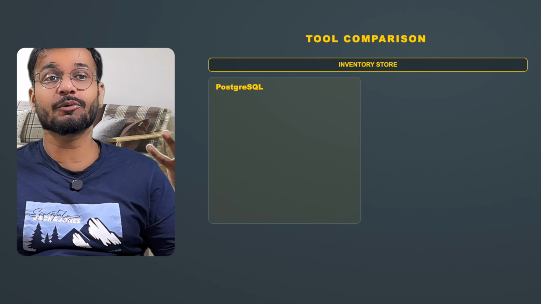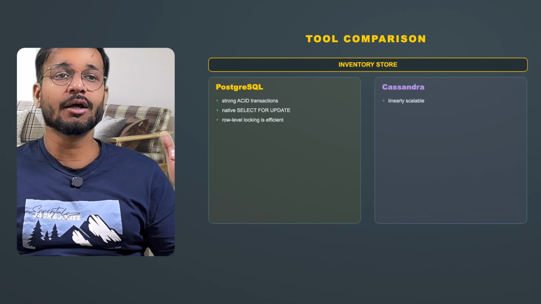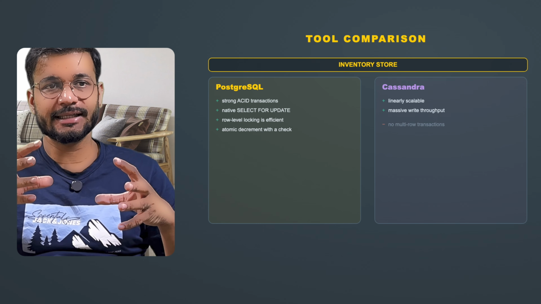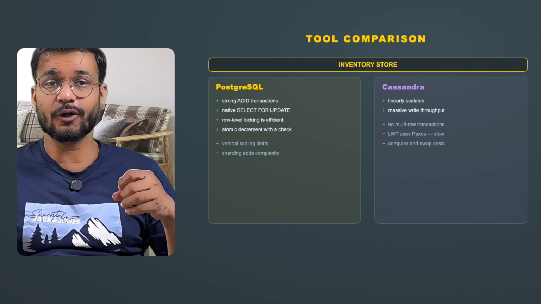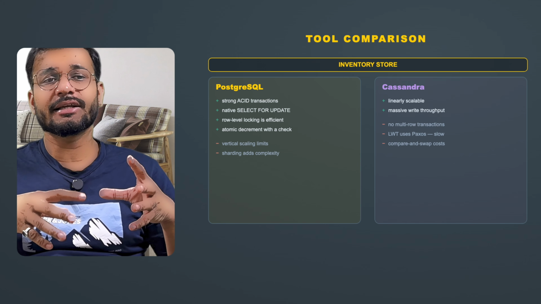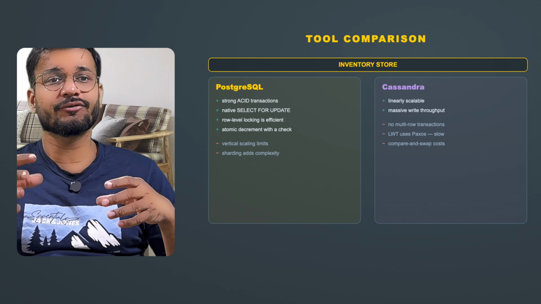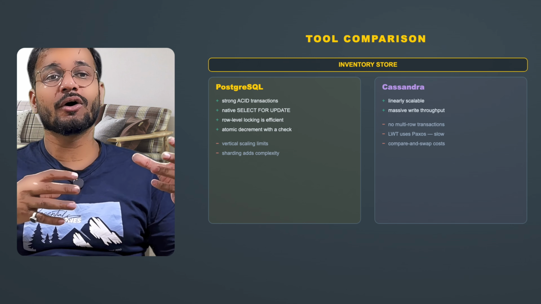5 seconds. Now let's do some tool comparison over here and the technology choices and why we will pick one over the other. If you choose between Postgres versus Cassandra for inventory, Postgres has strong ACID guarantees, perfect for inventory where you need atomic decrements. Natively, it is good for select for update for pessimistic locking. Row level locking is efficient.